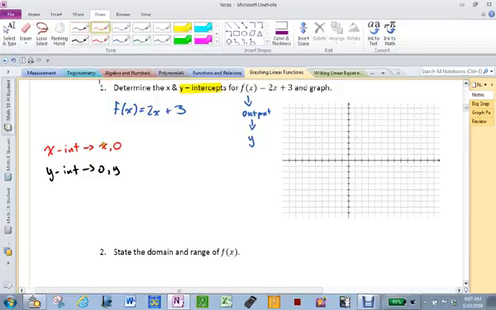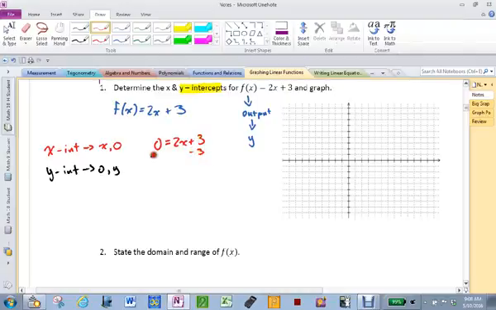Do I have an x? No, so that can't change. Do I have an output? What is it? 0. So what goes here? 0. So I have 0 equals 2x plus 3. Do you know how to solve that? Of course you do. What do you do with the 3?